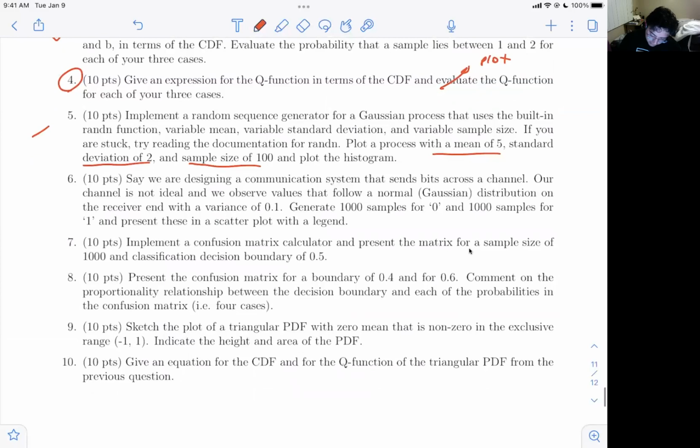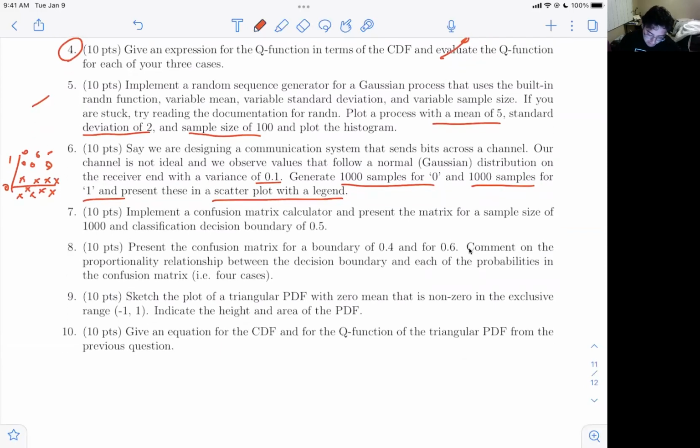And then for number 6, we want to generate 1,000 samples for 0 and 1,000 samples for 1. And we want to show the scatter plot for these. These samples follow a Gaussian distribution with a variance of 0.1. So basically, your 0 samples will be centered around 0, but they will be distributed normally. And your 1 samples, same idea, they'll be distributed about the mean of 1, with a variance of 0.1.